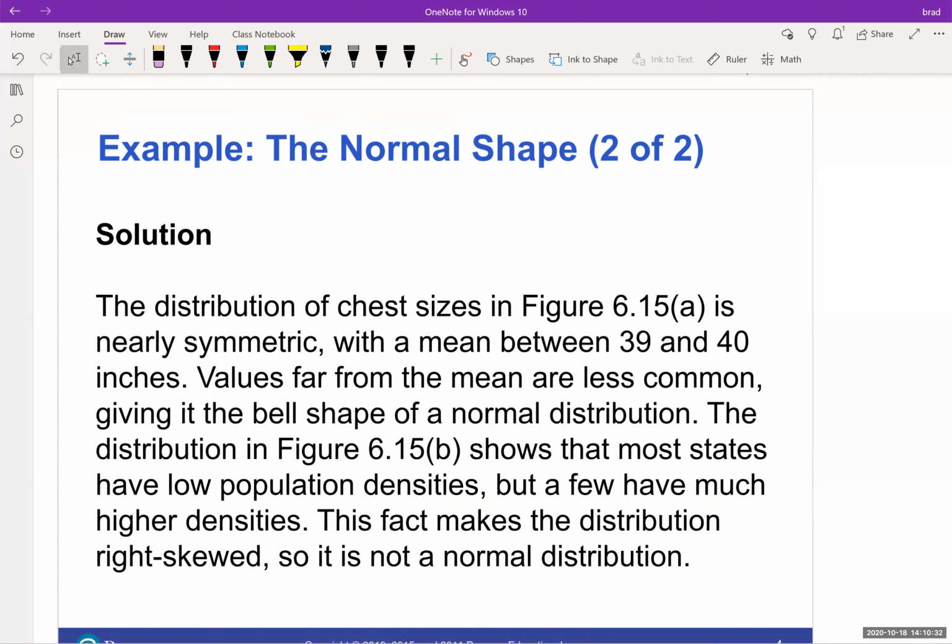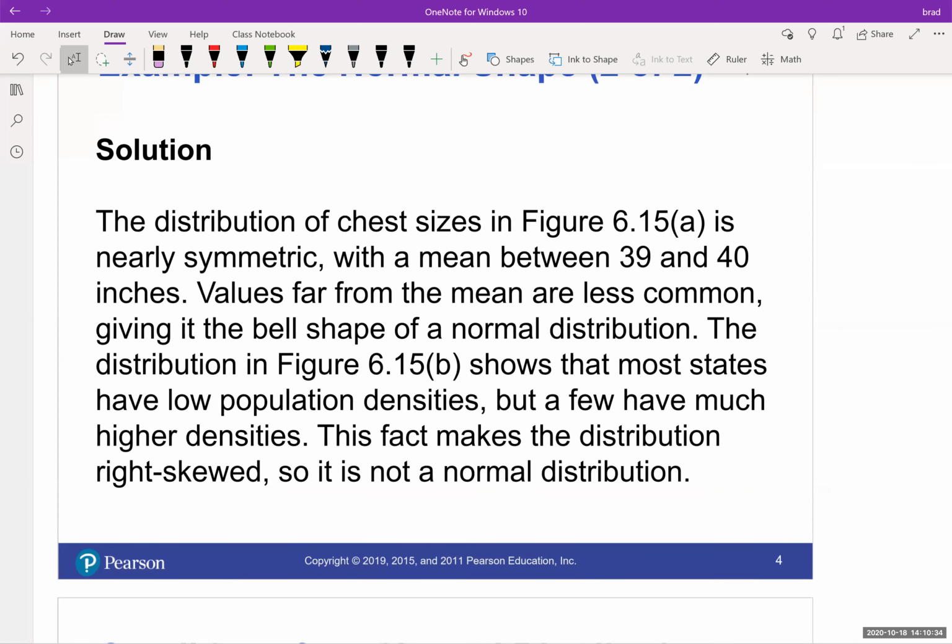So the distribution of chest sizes is nearly symmetric with a mean between 39 and 40 inches. Values far from the mean are less common, giving it the bell-shaped curve. So again, this is what we're looking for from our normal distribution, a bell-shaped curve. The distribution in figure 6.15 shows most states have low population densities, but a few have a much higher population density, like California and New York. This fact makes the distribution right skewed, so that's what we were talking about. So it is not normal, okay?